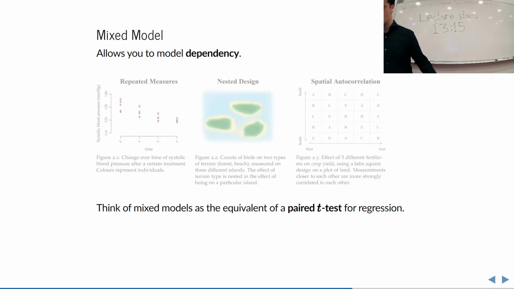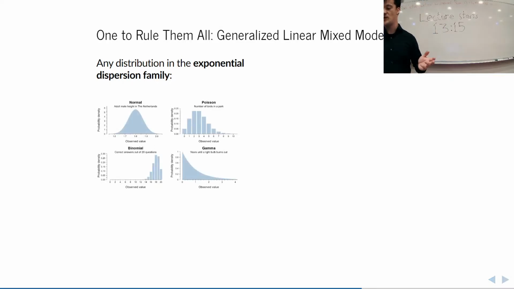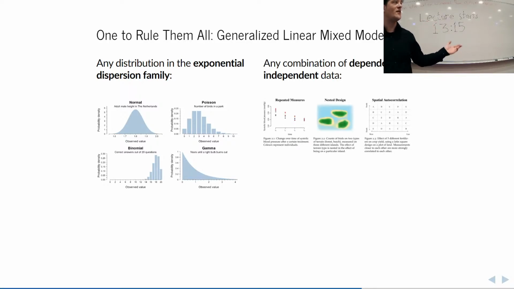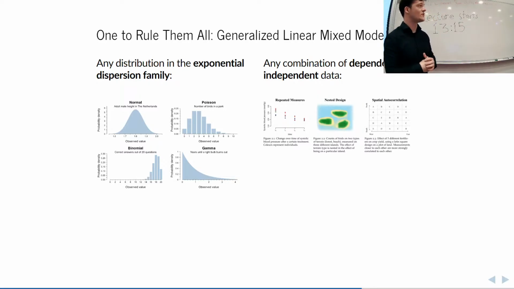Okay, yeah, so again, just think of it as the equivalent of the paired t-test for any kind of regression model. Now then, the last thing you're going to learn in advanced statistics that is still regression is the generalized linear mixed model, the GLMM. So now we can pick any distribution in the exponential dispersion family for the outcome, and we can have any combination of dependent and independent data. That is the big thing that you're going to learn in this course.